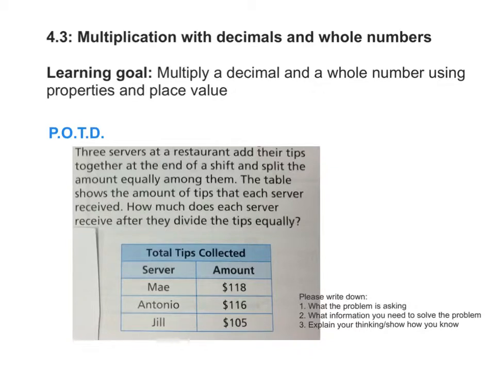Yesterday's goal was using a model, drawing a quick picture to model the multiplication of whole numbers and decimals. If you look at our learning goal today, we're still multiplying a decimal and a whole number, but we're using different strategies today. We're using properties, what we know about properties, and what we know about place value.